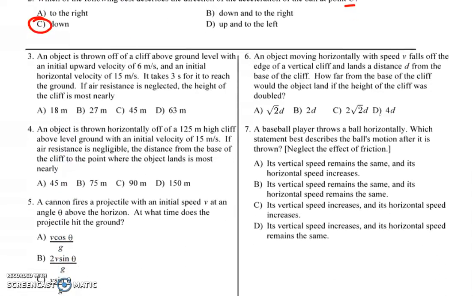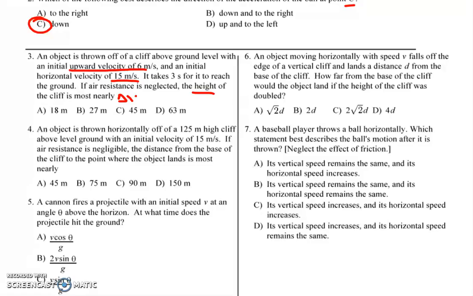Number 3, we have an object thrown off a cliff with an initial upward velocity, so vertical velocity of 6, and initial horizontal of 15 meters per second. And we're told that it takes 3 seconds for it to reach the ground. So that 3 seconds translates into the horizontal, and it also translates into the vertical. If we neglect air resistance, we're trying to find the height of the cliff. So we're trying to figure out the delta y.